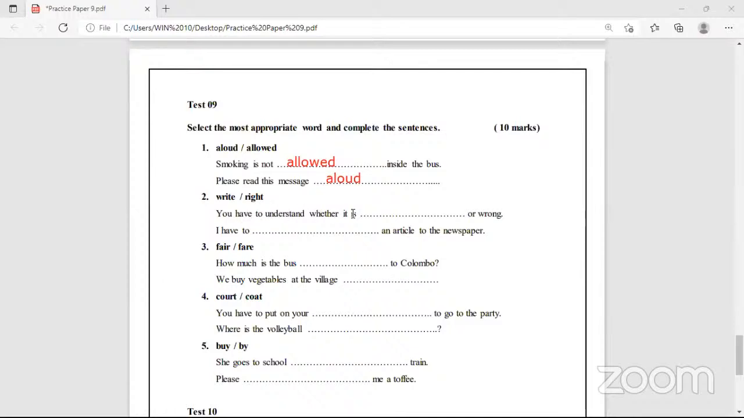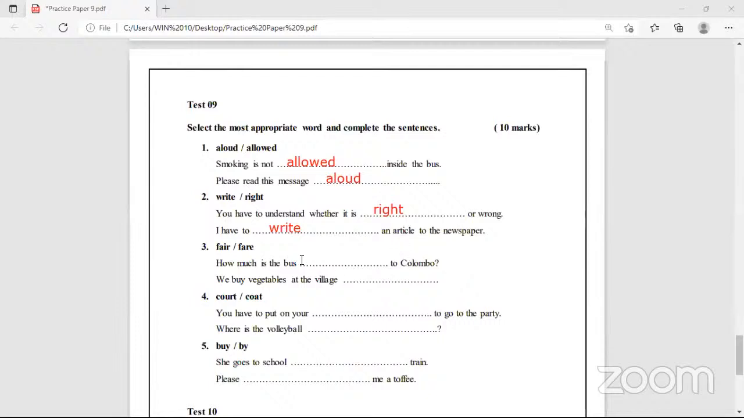Next one, you have to understand whether it is right or wrong, right? Right means correct. Next one, I have to write an article to the newspaper. That's right, WRITE, write means to write. I have to write an article to the newspaper.